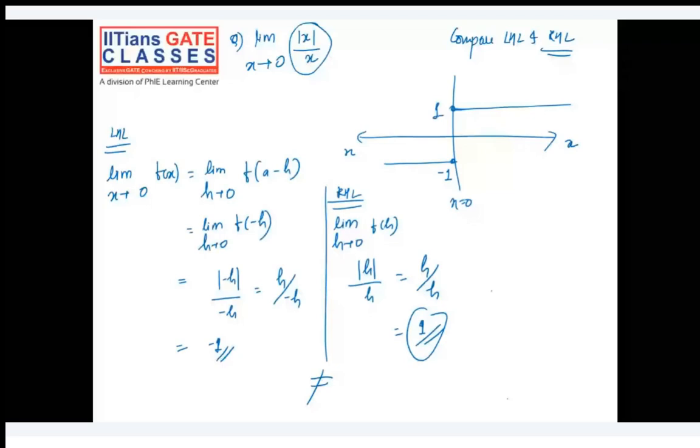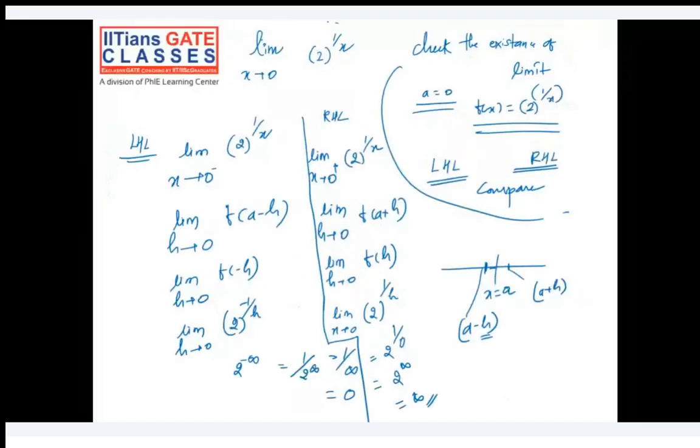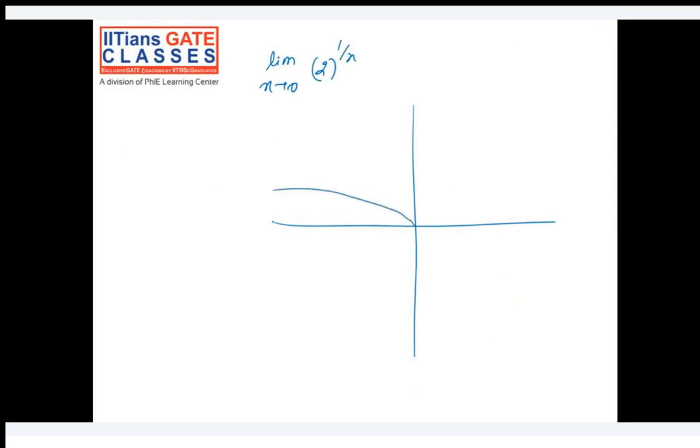So in the same way, in the previous question, if you want to draw the graph of this 2 raised to the power 1 by x, how will it look? What was our question? The question was limit x tends to 0, 2 raised to the power 1 by x. So if you plot this graph, it will look like this, with a hollow circle and then the line asymptotic to it. Plot it online if you find it difficult.